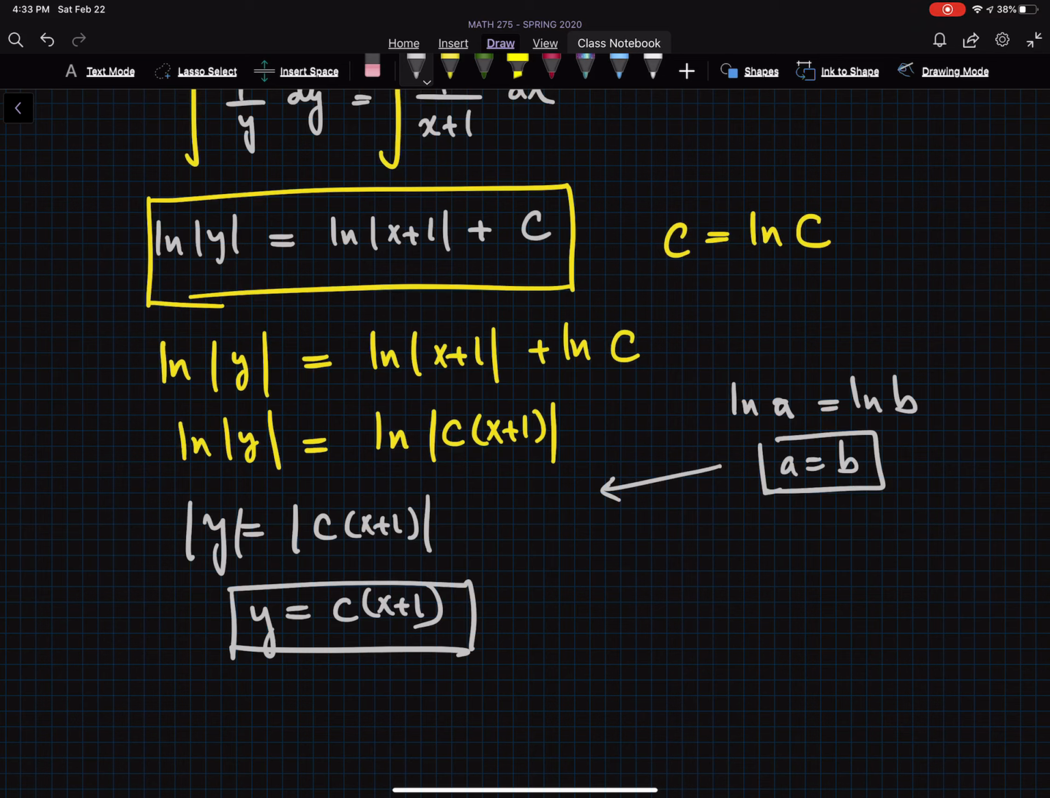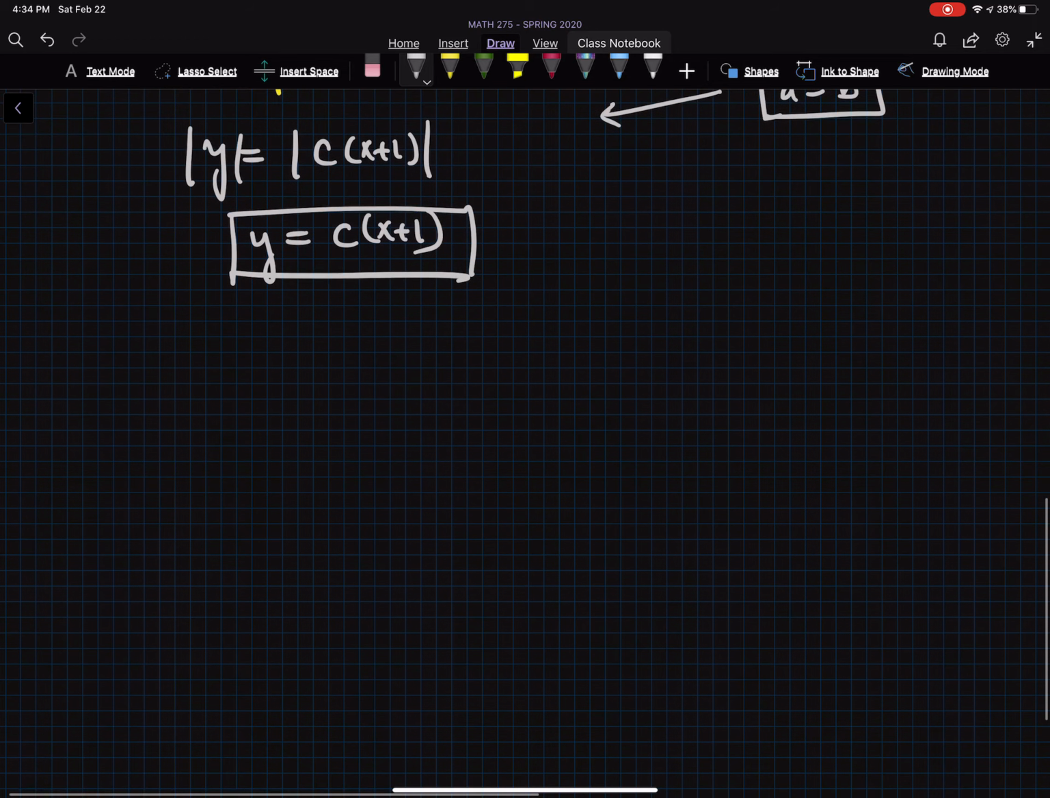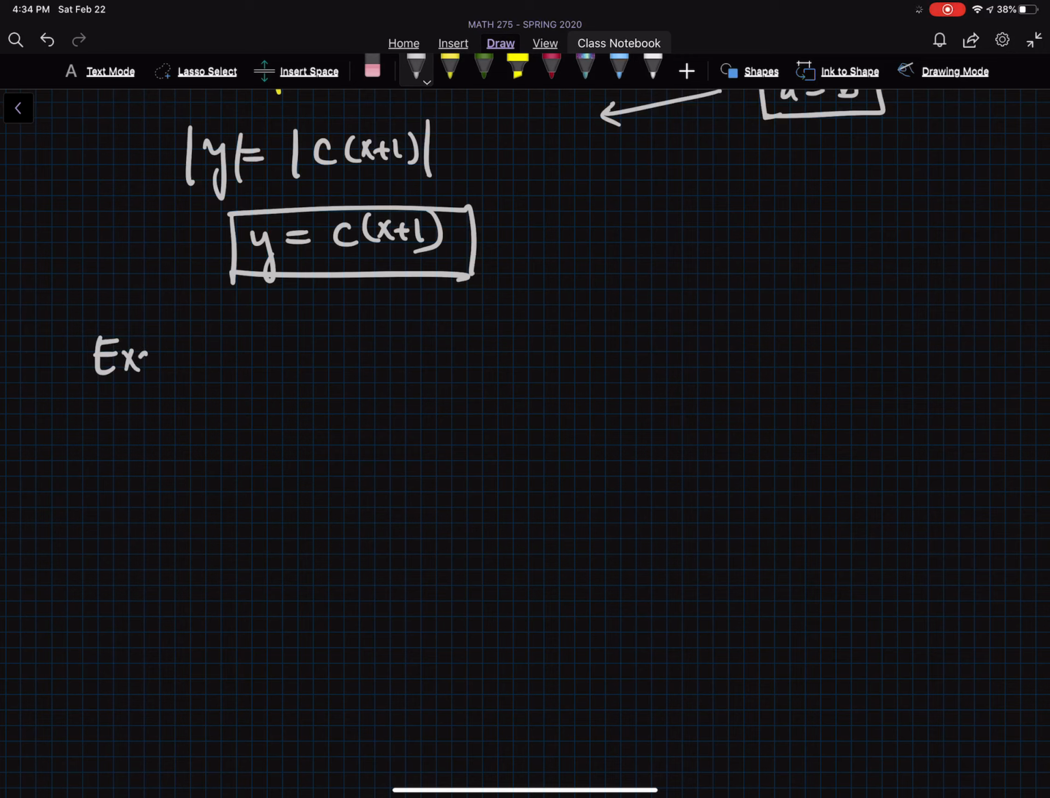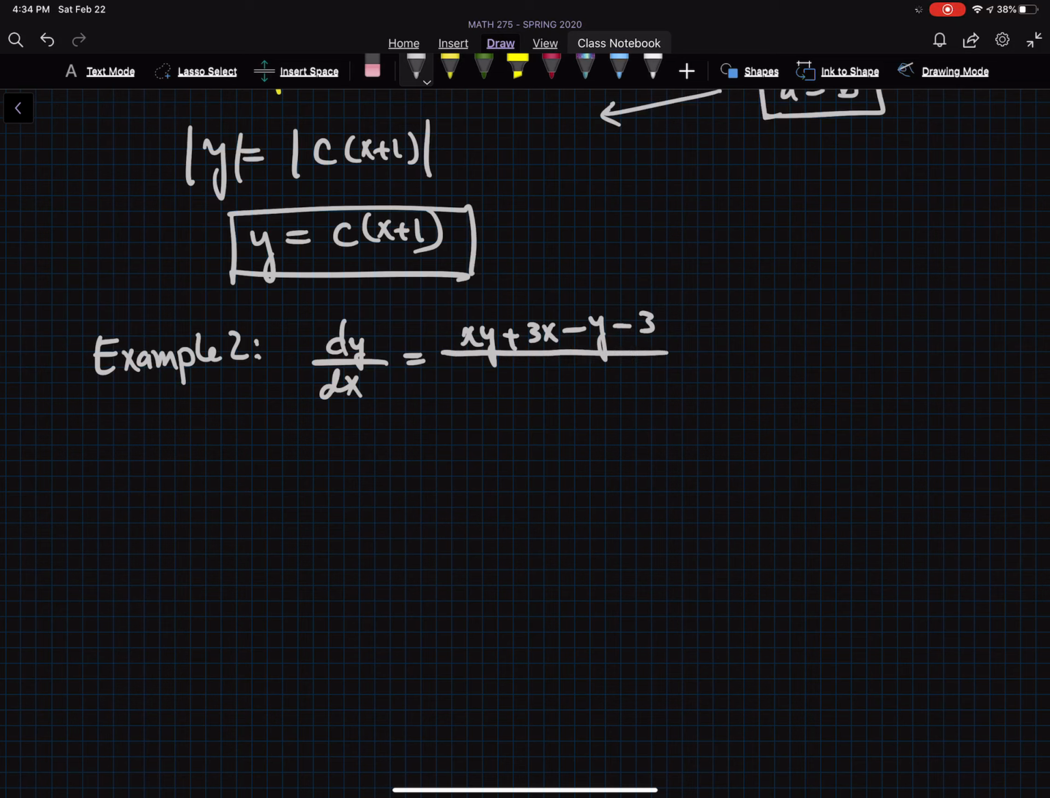So there's an example showing you how to separate variables and solve for the fundamental solution. I'm going to give you one more example, and hopefully you'll be on your way in solving all the rest of them after this. The second example I want to look at would be dy dx equals xy plus 3x minus y minus 3 divided by xy minus 2x plus 4y minus 8.